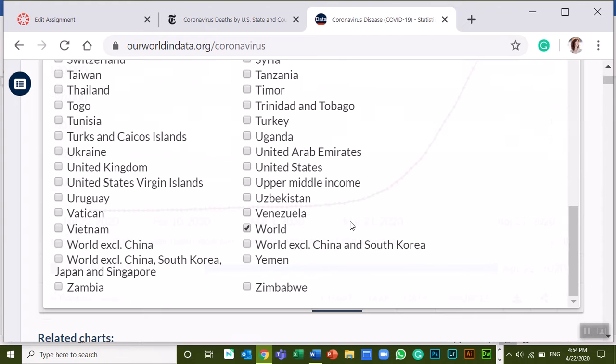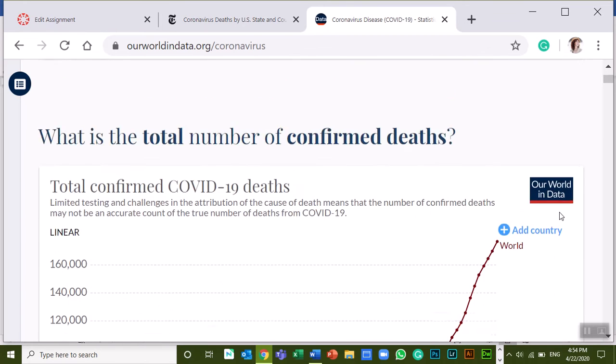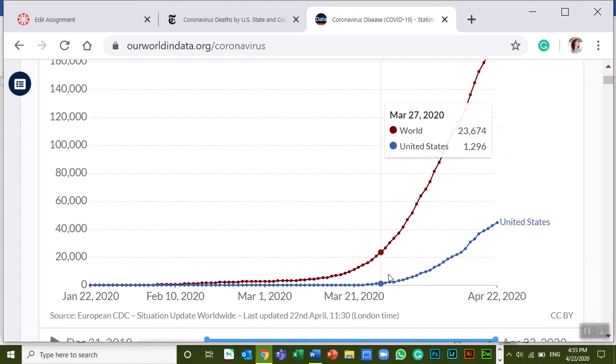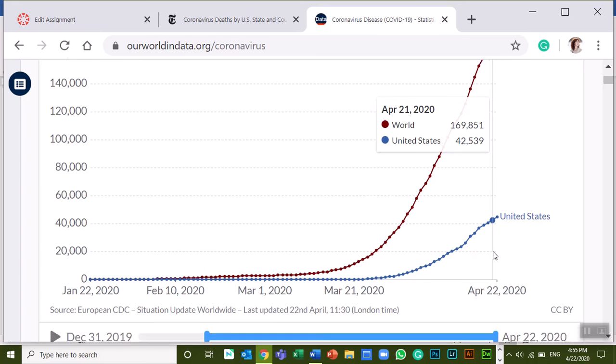So I can go and take a look at United States and see how we compare to the whole world. And I can continue to add different countries and look at that comparison. So this is our linear model. Each time we have a new death, that adds it to the equation, right? So here we're looking at 42,000 deaths, and there's 169,000 worldwide.